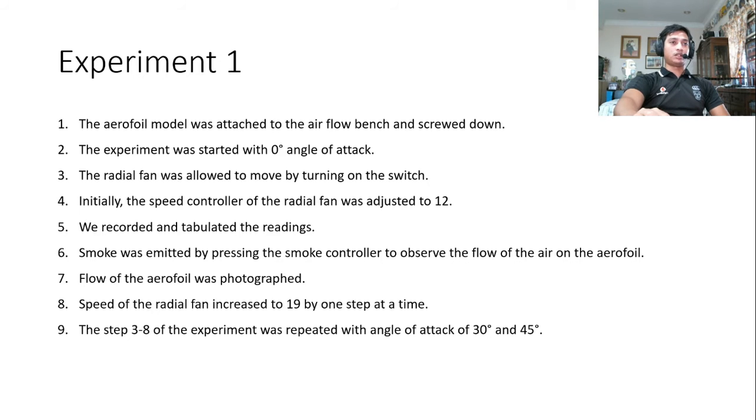The radial fan was started by turning on the switch. Initially, the speed controller of the radial fan was adjusted to 12. We recorded and tabulated the readings. Smoke was emitted by pressing the smoke controller to observe the flow of air on the airfoil. The flow over the airfoil was photographed. The speed of the radial fan was increased to 19, one step at a time. Steps 3 to 8 of the experiment were repeated with angles of attack of 20 degrees and 45 degrees.